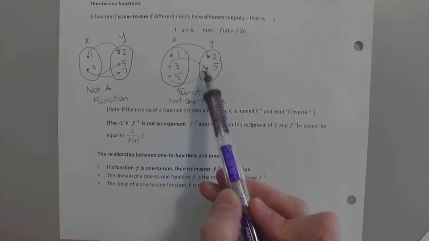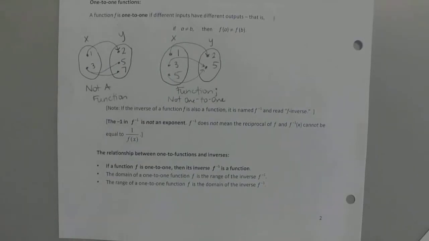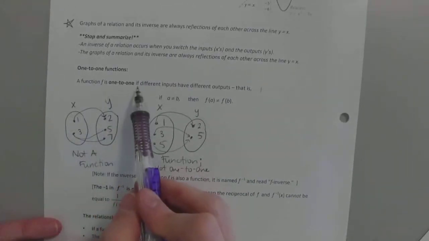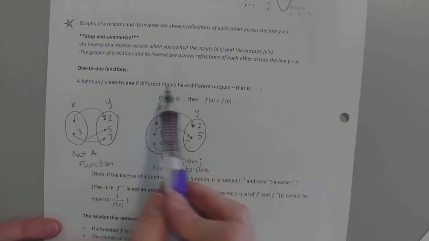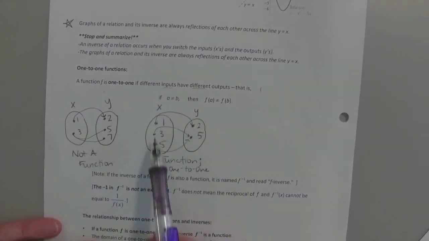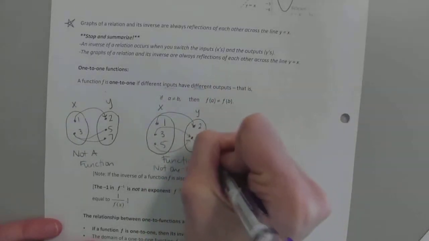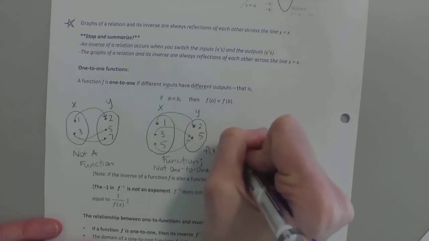And why is it not? Just flip it. Like if this was our domain, 2 would go to 1, but 5 went to 2 things, right? 1 x had 2 y's, if you want to think backwards, okay? So if you go to the definition, it says, a function f is 1 to 1 if different inputs have different outputs. And notice these different inputs have the same output, all right?